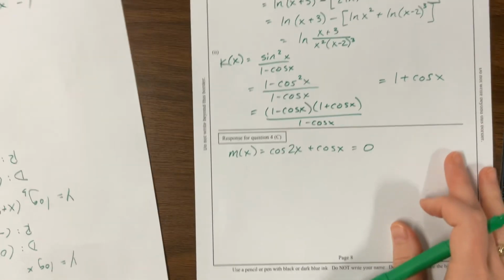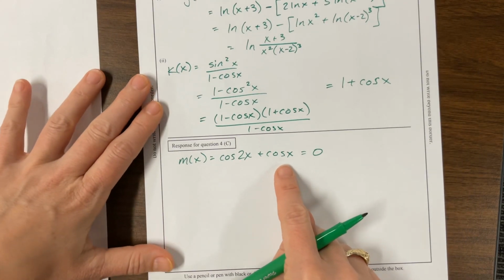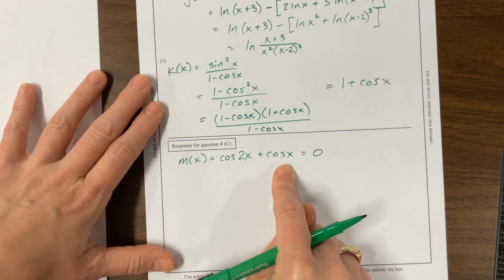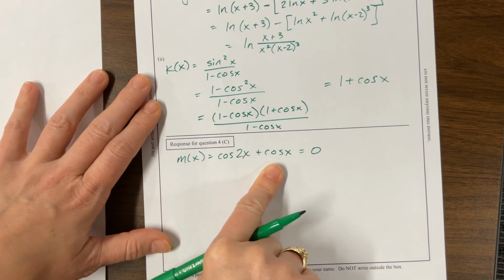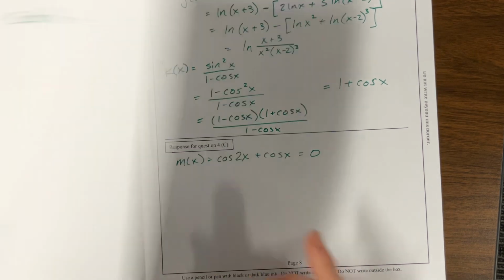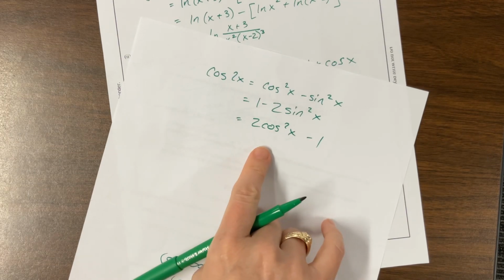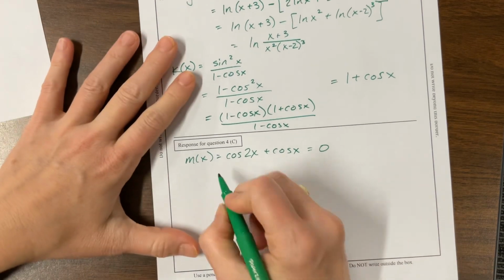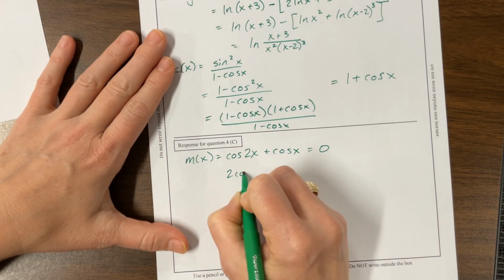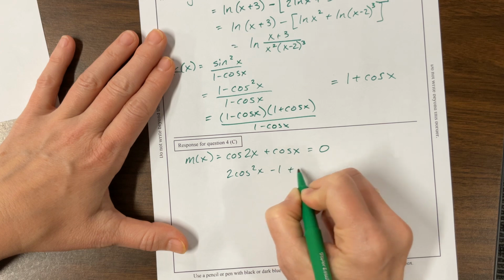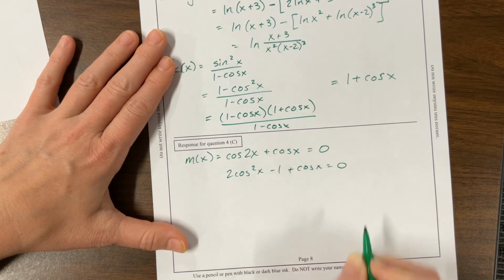But here's what I noticed. In this one, we want everybody in terms of cosine of x, because I have a cosine x here. And so we're going to pick the option that just has cosine. So I can rewrite this as 2 cosine squared x minus 1 plus cosine of x equals 0.